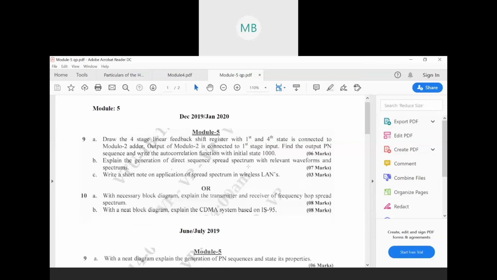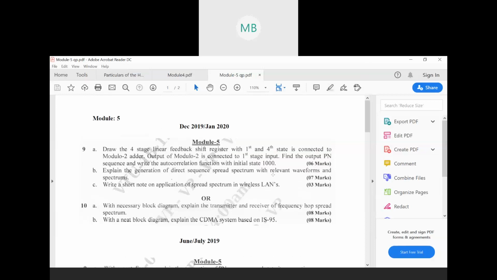Okay, can you see this question paper? Module 5 question paper? Yes. Okay. So first question is: draw the 4-stage linear feedback shift register with the first and fourth stage connected to a modulo 2 adder. Output of modulo 2 is connected to first stage input. Find the output PN sequence and write the autocorrelation function with initial state 1000. So here this is related to generation of PN sequence.